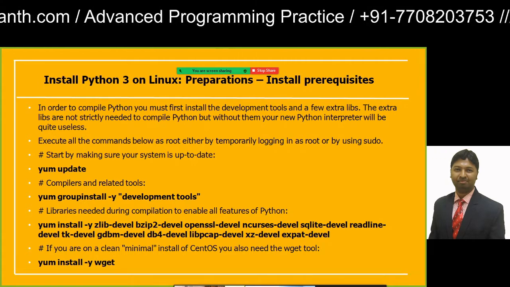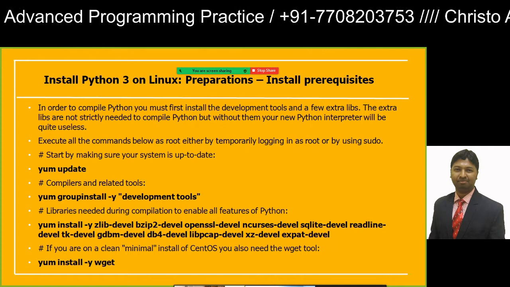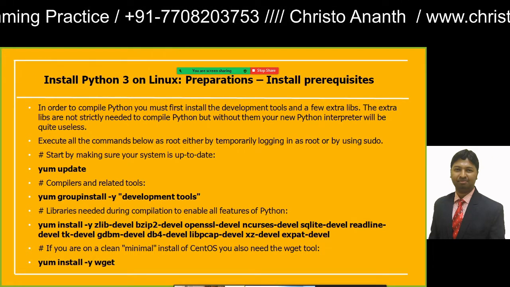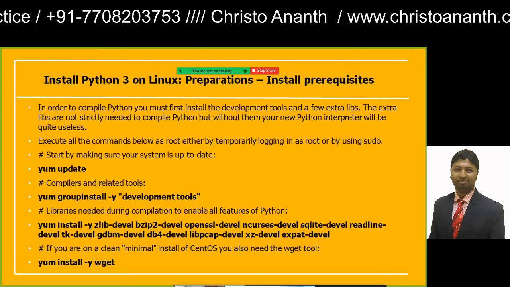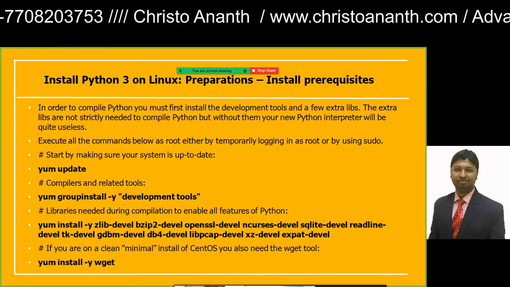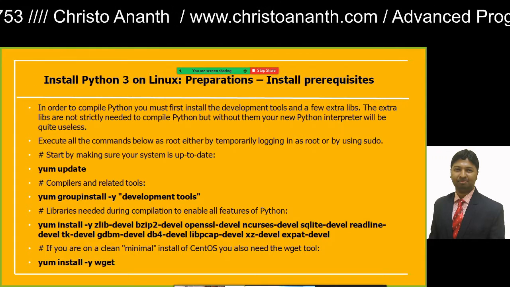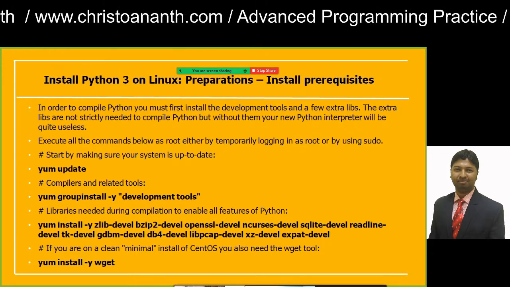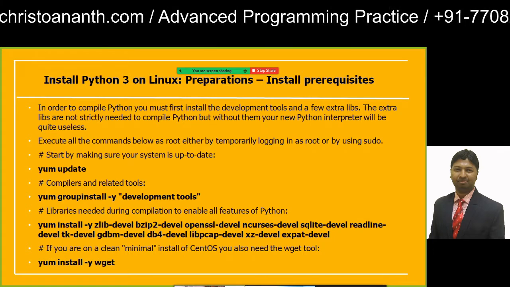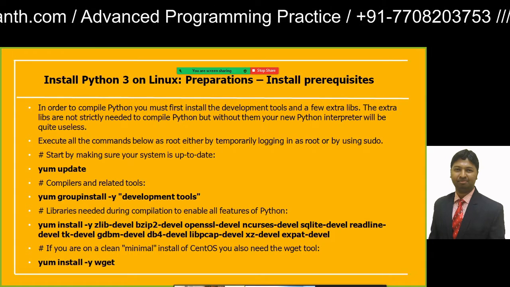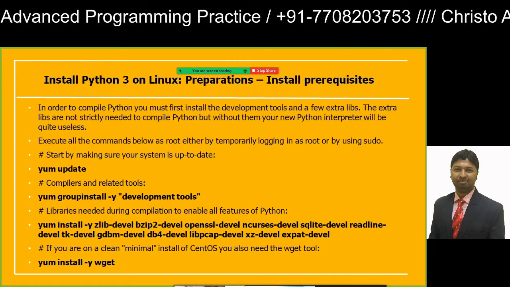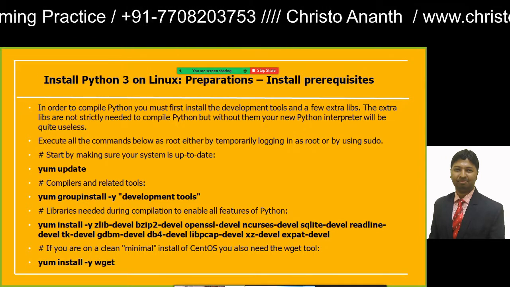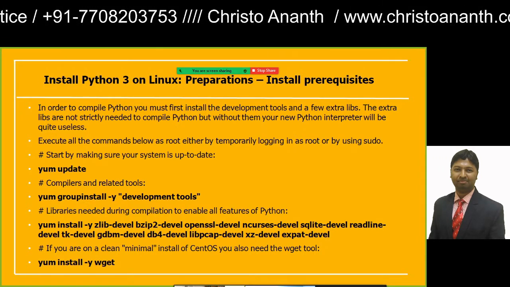Then you are going to go with the libraries. You run yum install zlib-devel, bzip2-devel, openssl-devel, ncurses-devel, readline-devel, libpcap-devel, and expat-devel as well. So you are going to get access to the different libraries that are required during the compilation process.